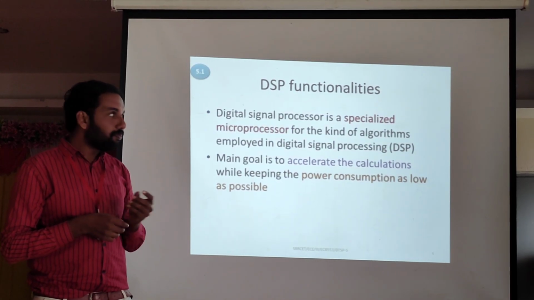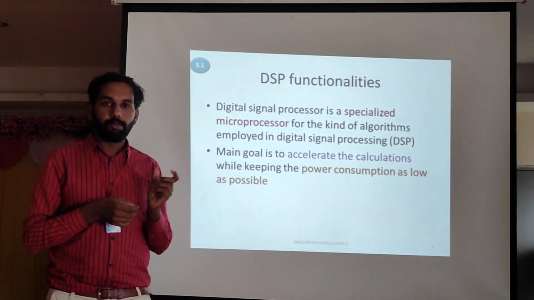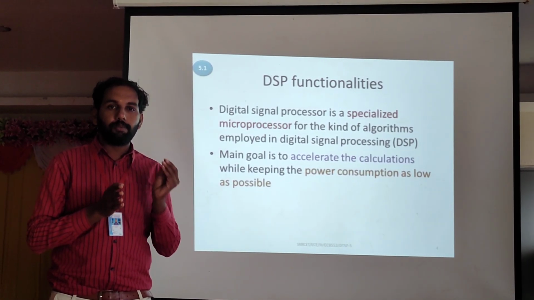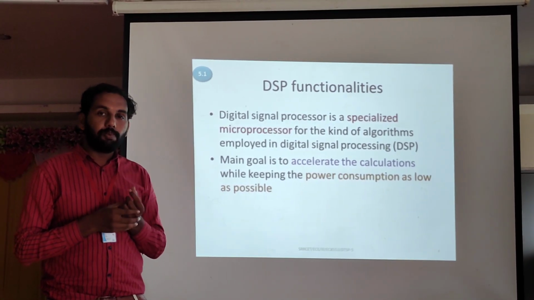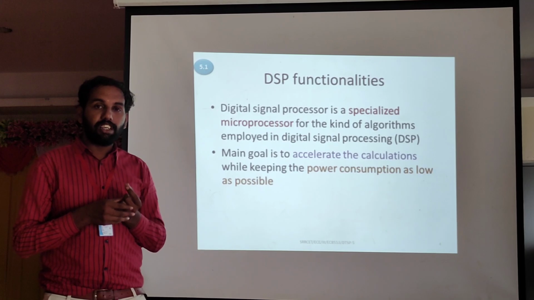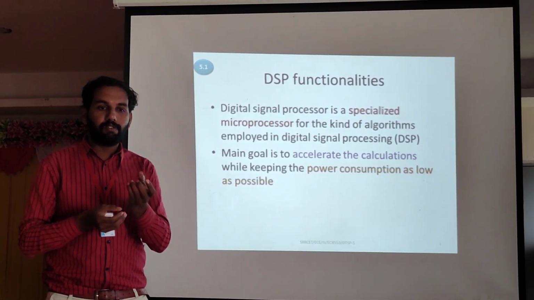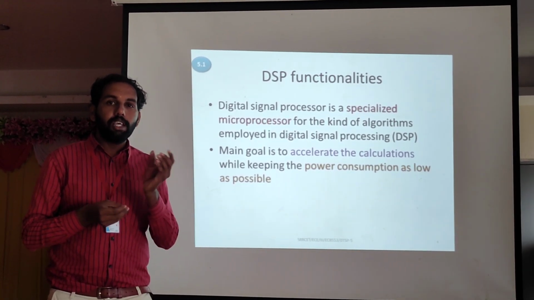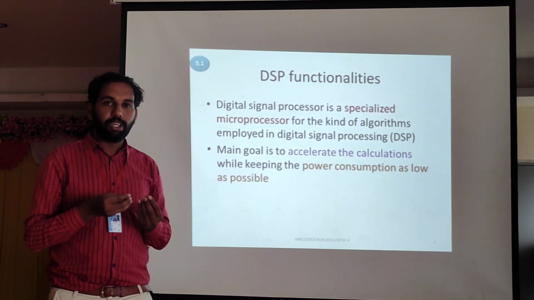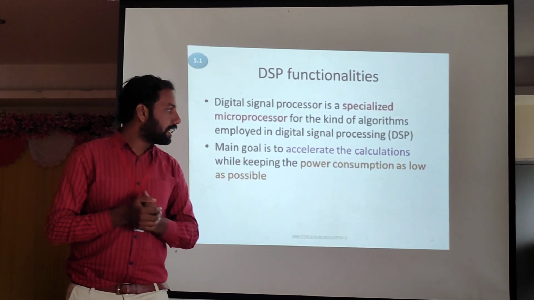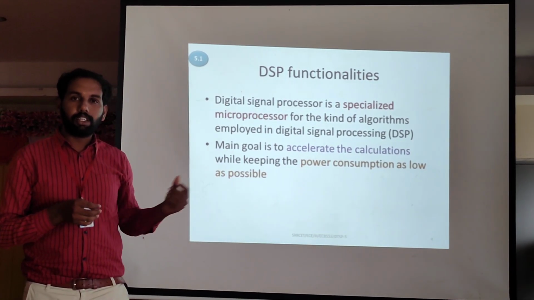Next, DSP functionalities. DSP is a specialized form of microprocessor. DSP is nothing but a normal processor, but it is developed from the microprocessor itself. DSP is used for accelerating the calculation beyond the normal calculating speed. Normal calculating speed is what we get when using a calculator or mobile phone. While using the DSP, we are using extra speed. That's why we call it accelerating the calculation. Meanwhile, the power consumption is kept as low as possible in DSP.